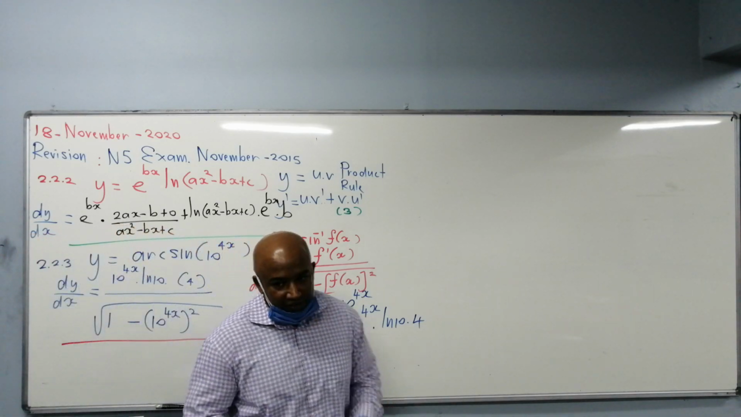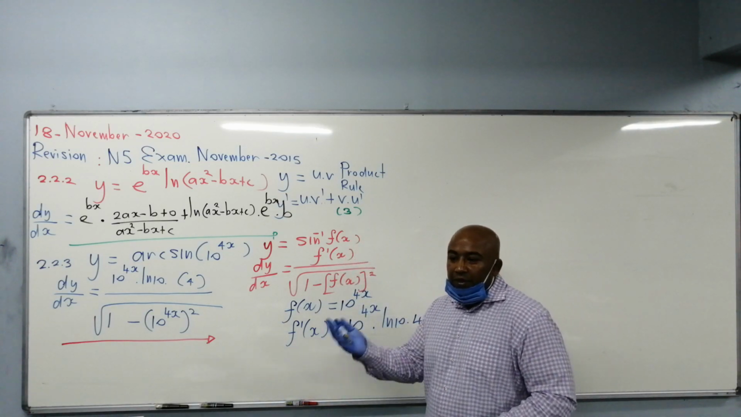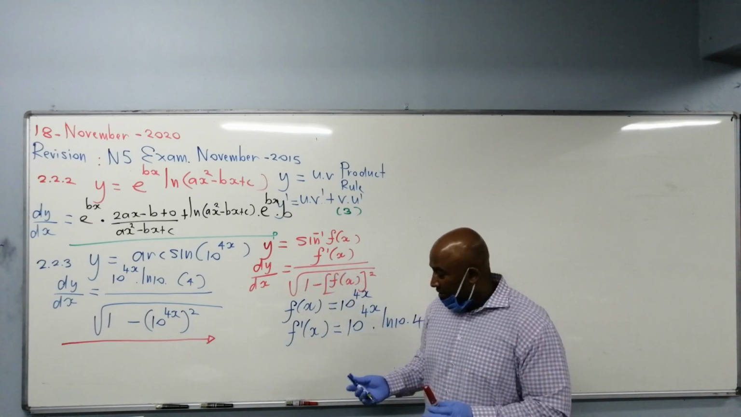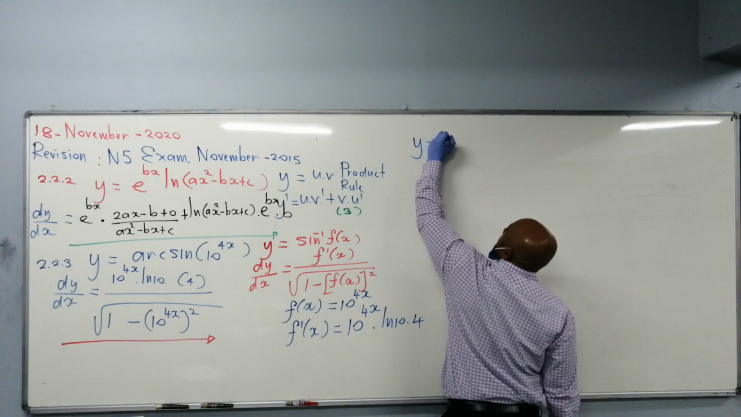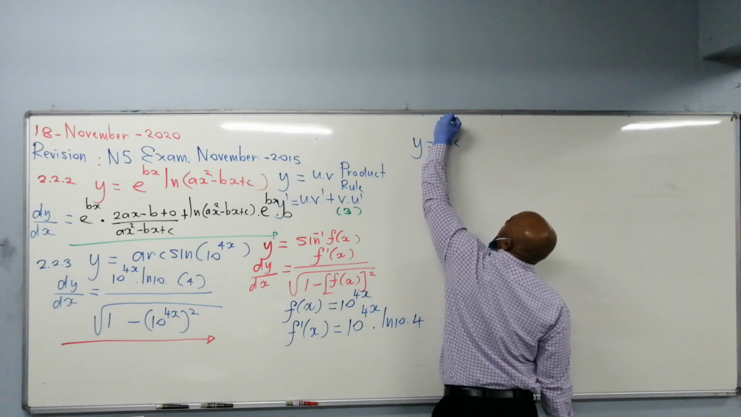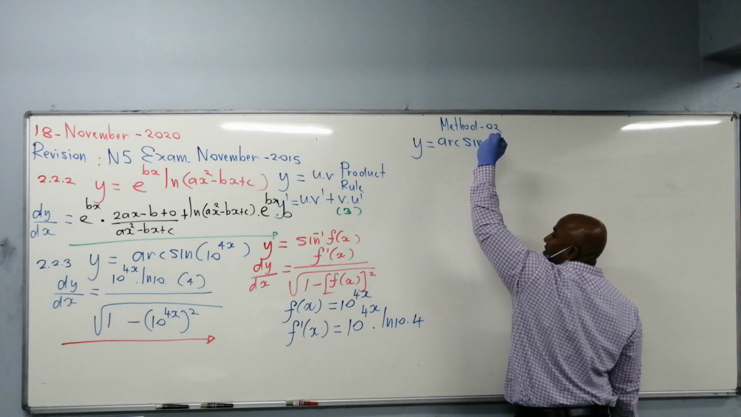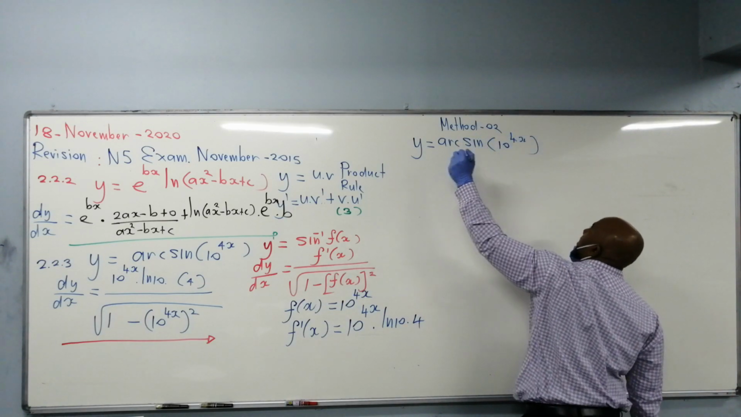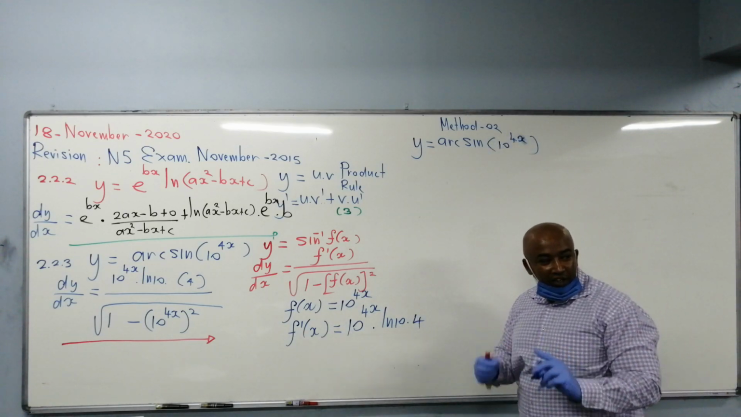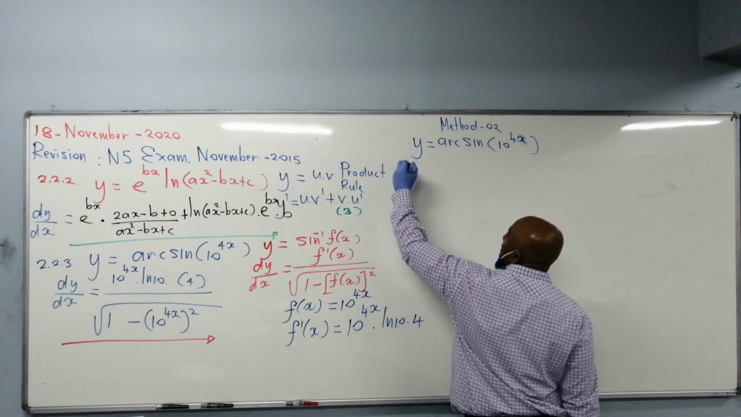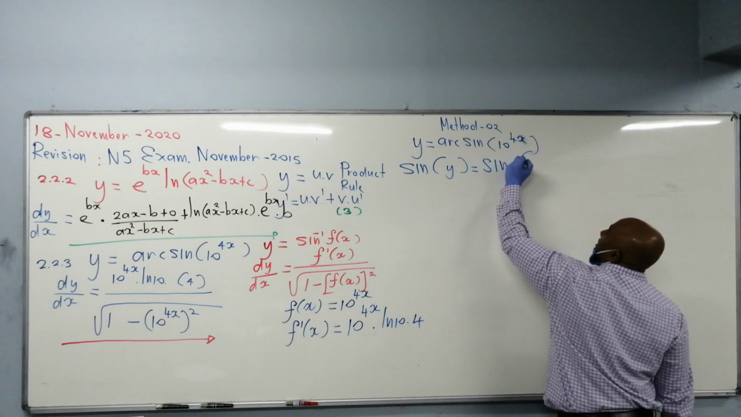Okay, now I have seen a different method where students remember how you derive inverse sine. So let me just show you a different technique here. So if I got y is equal to arc sine, so let's call this method number 2, arc sine of 10 to the power 4x. Then if you want to come out of your inverse function, what you do is you put sine on both sides. So I go sine of the left hand side and sine of the right hand side.